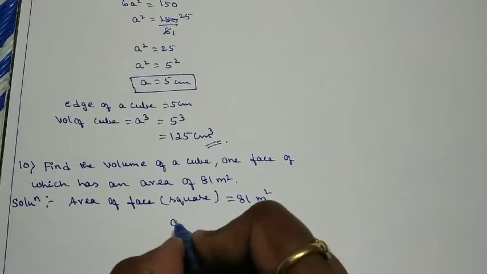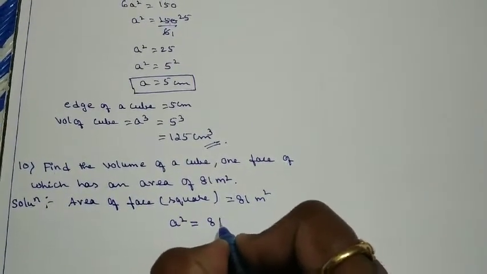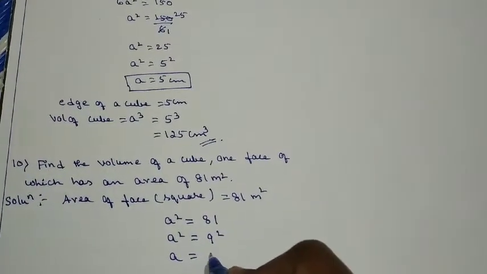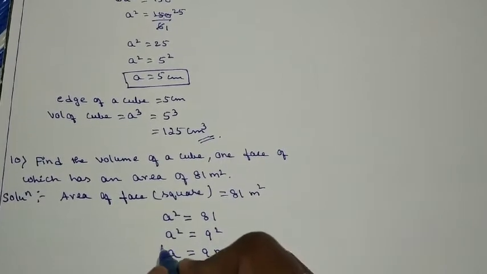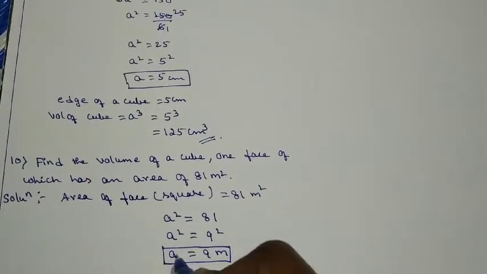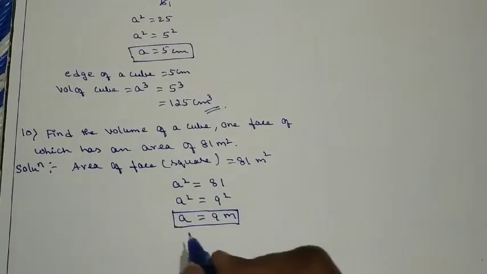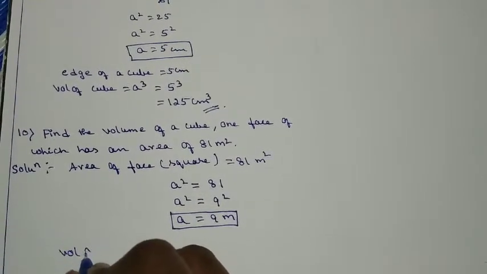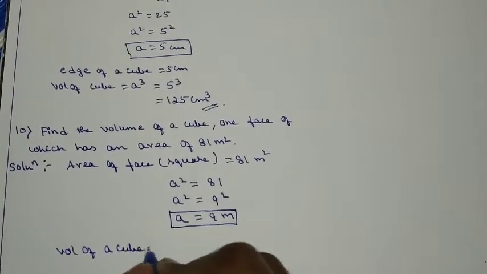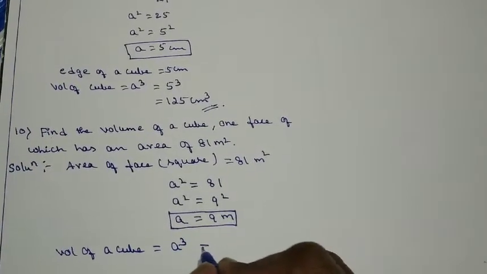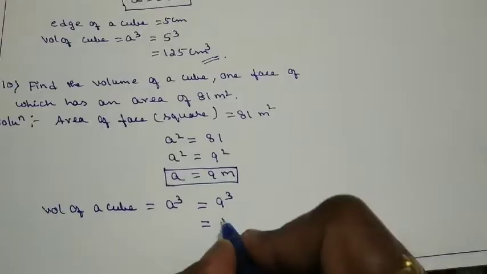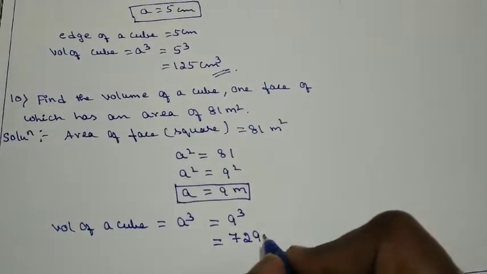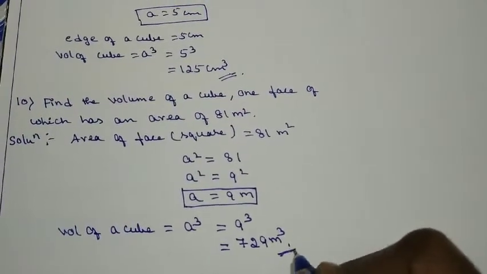We know that area of square is a square, that is s square. 81. We know that 81 is a perfect square of 9. Then a is 9 meters. But what is a according to our assumption? A is nothing but the edge of a cube, the length of the edge of a cube. From this we need to find the volume. Then volume of a cube equal to a cube, then 9 cube, which equals 729 meter cube, because we are finding volume.